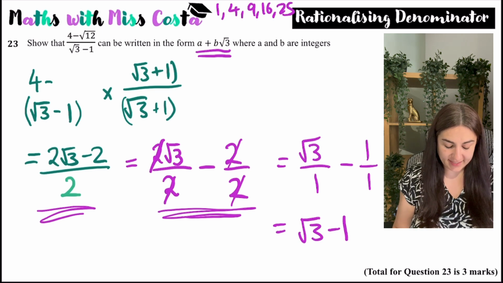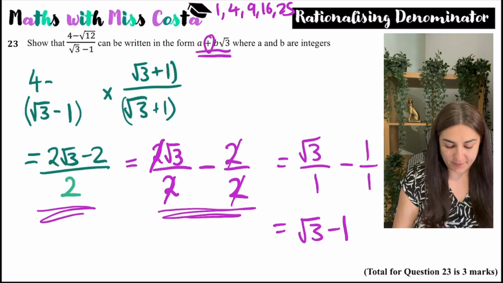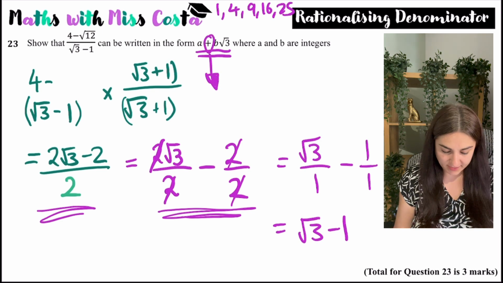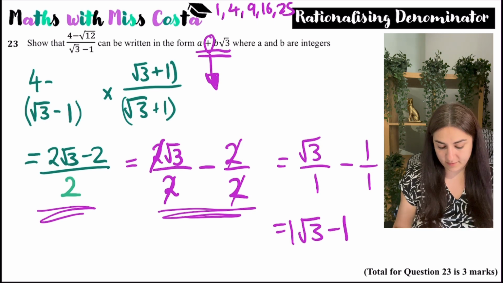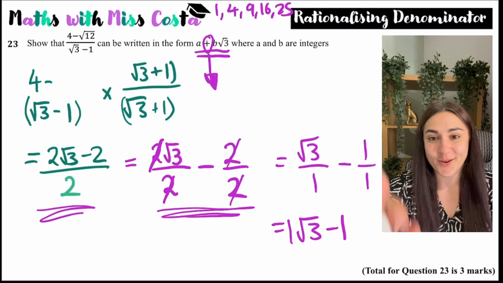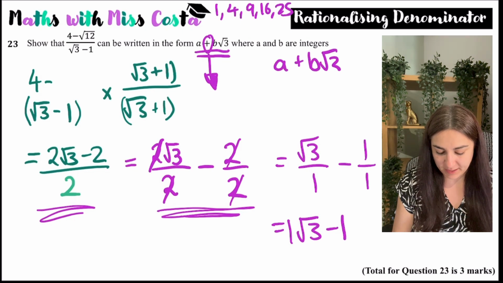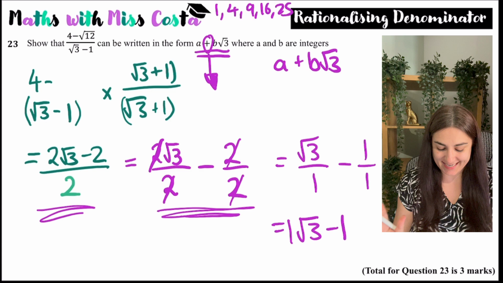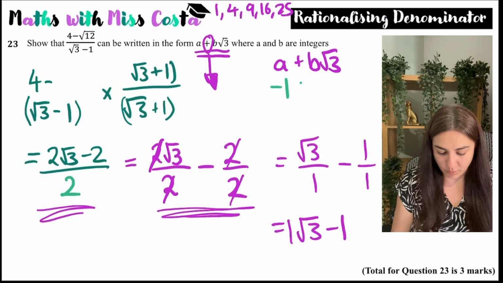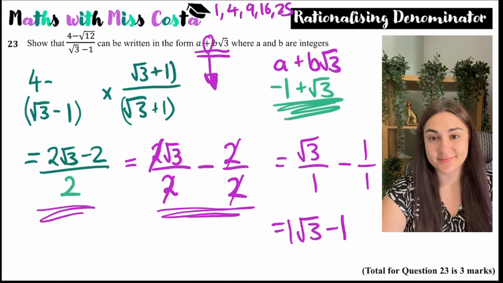And in this case, don't worry if it says a plus, it can also be a minus because you can add a negative. So a isn't an integer, but if it was, it would be 1 root 3 minus 1. Although they have said in the form a plus b root 3, so just to be technical, we'd say -1 plus root 3, and that would be our final answer.